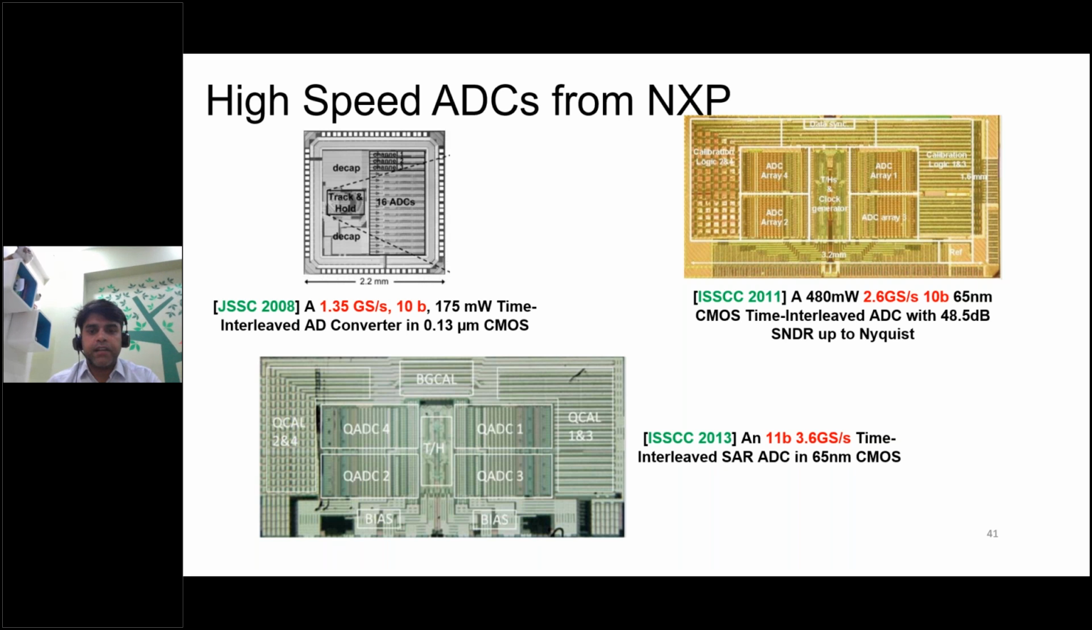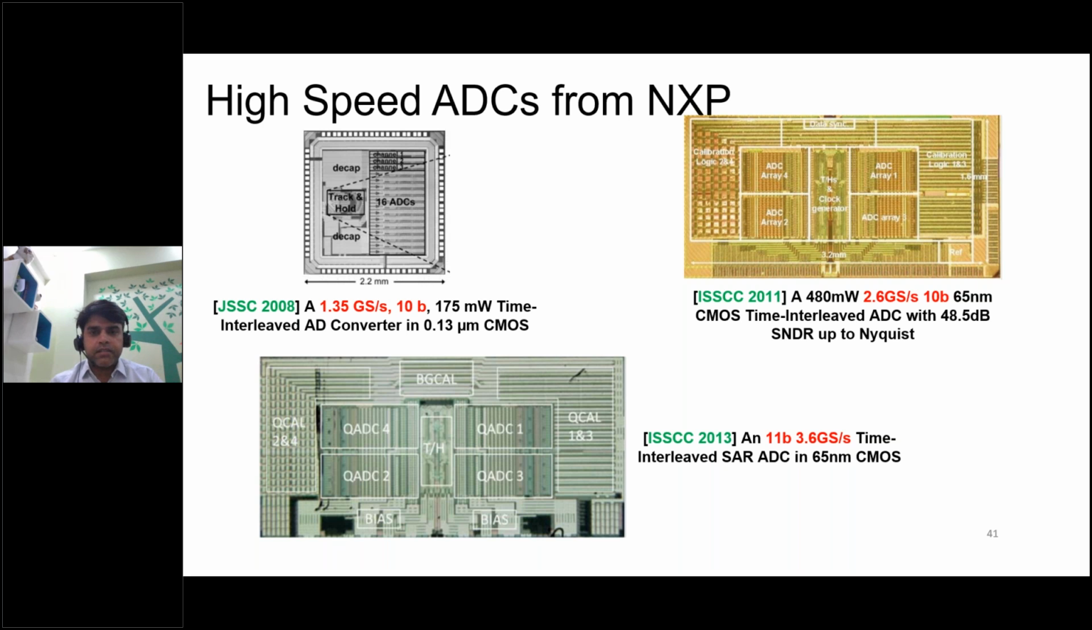which enables such a wide variety of solutions that maybe when I started my career, we never even thought that these kinds of speeds could be attained. But you see, in 2013, in just 8-10 years, we were attaining these speeds and enabling so many unique solutions. But let's see where we are today. This is 2013, 2011, 2008. Just keep in mind your 2008 1.35 gigasample 10-bit 175 milliwatt ADC.